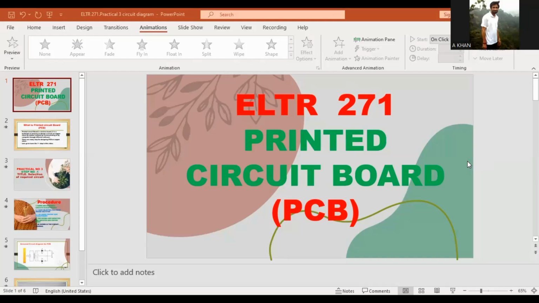Today we will start a new course, Printed Circuit Board, which is also a part of the second year, DAE second year students, and the subject code is ELTR 271 Printed Circuit Board. Let's see what is a printed circuit board.